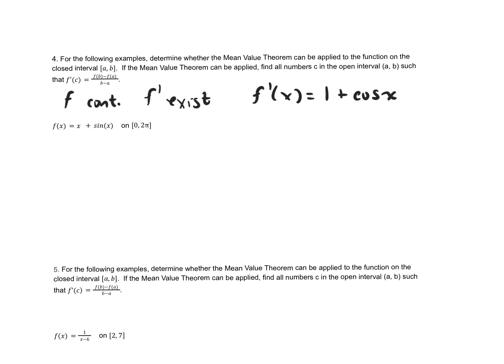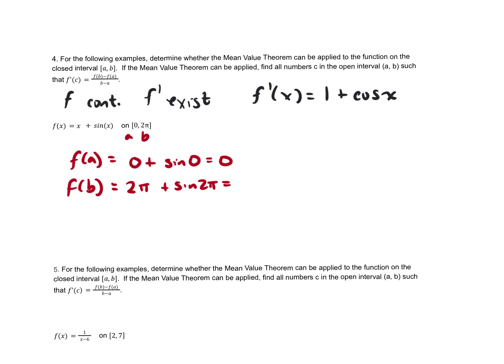So since this is a continuous function that has a derivative, there is some value for which f prime of c equals f of b minus f of a over b minus a. So our interval a is 0 and b is 2 pi. The first thing I do is figure out what f of a and f of b are. It doesn't say prime, so we're plugging into the regular function. That's 0 plus sine of 0, which is 0. And then 2 pi plus sine of 2 pi. Sine of 2 pi is again 0, so this is 2 pi.